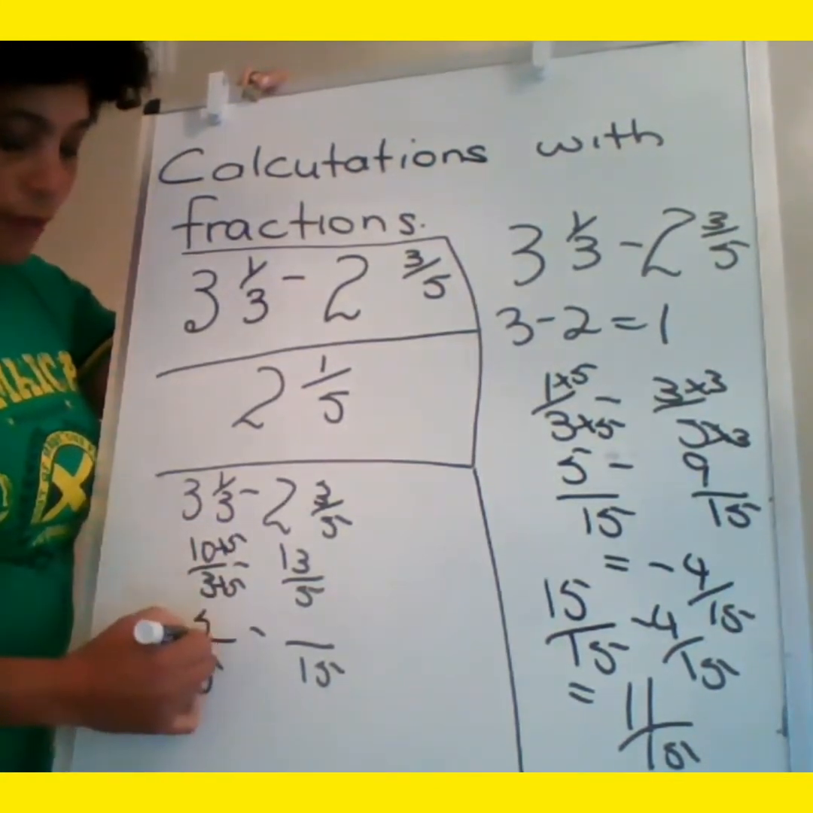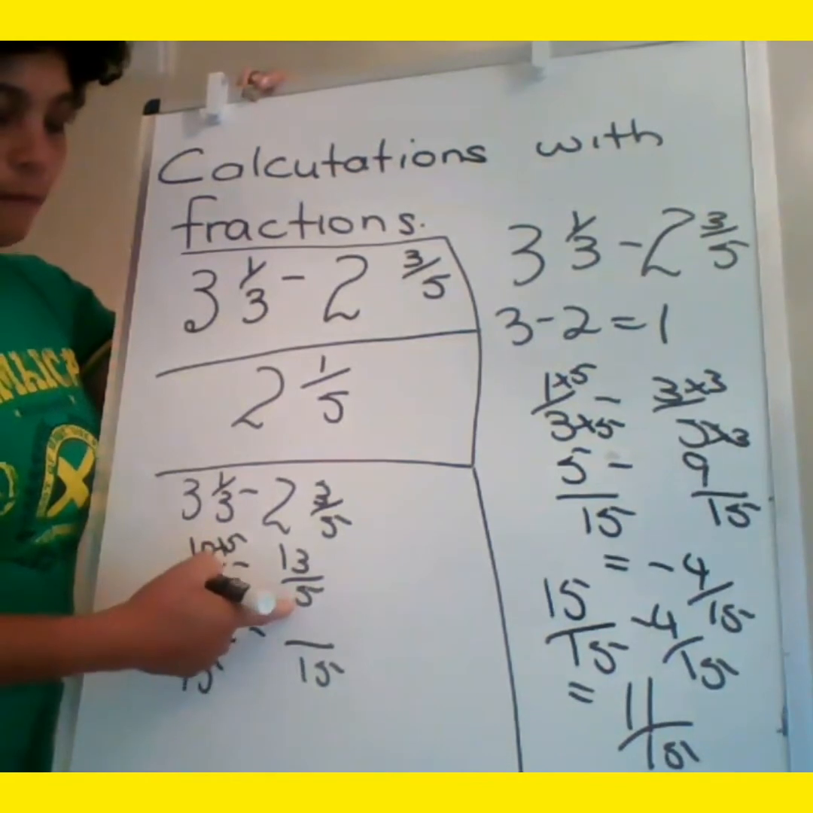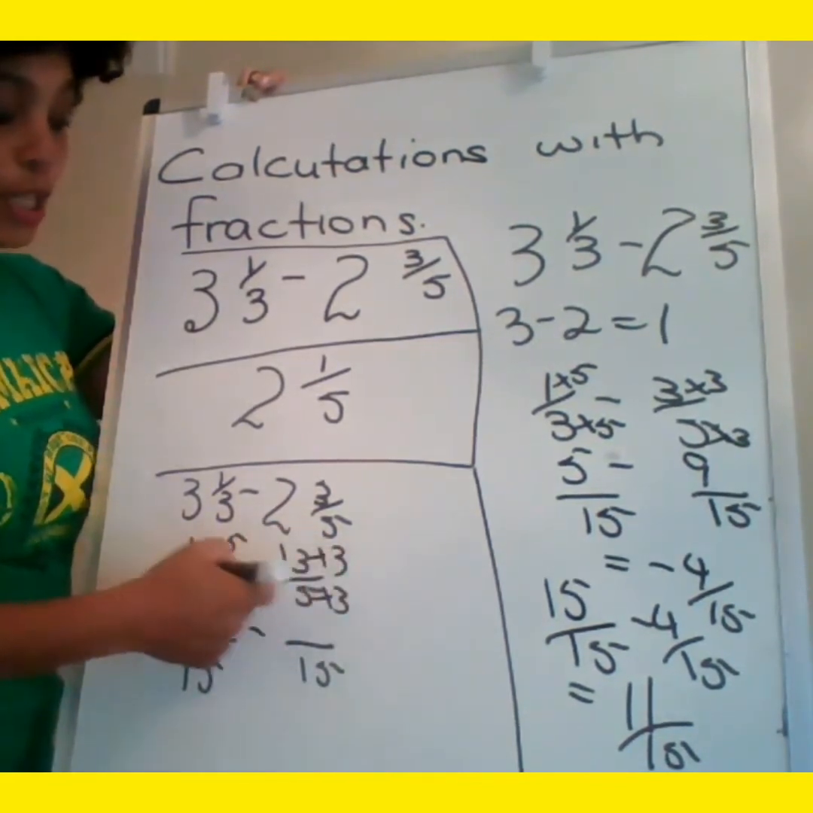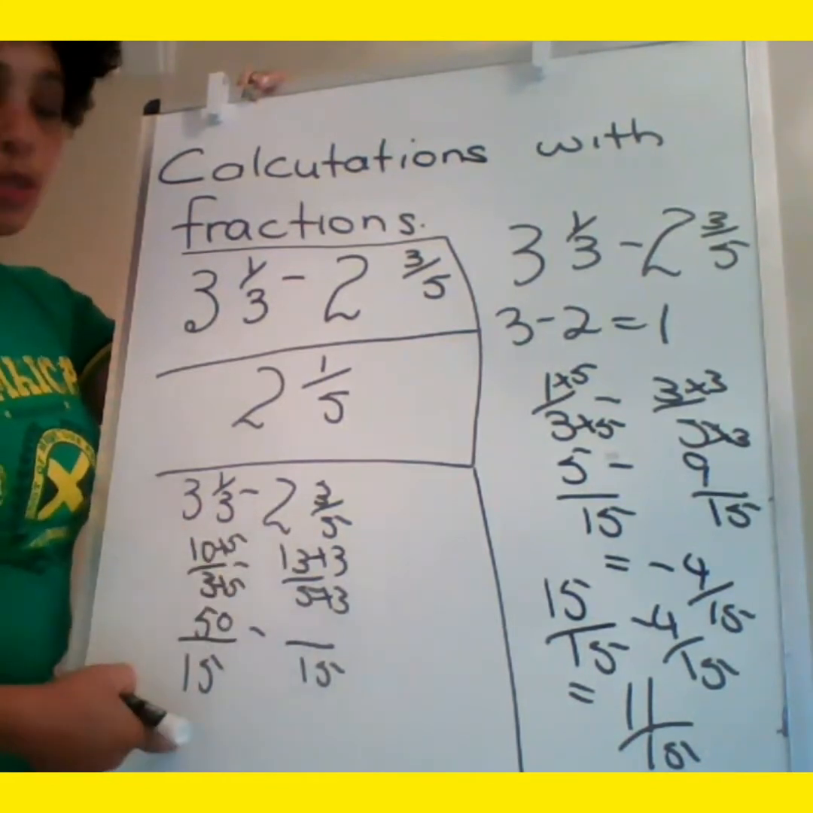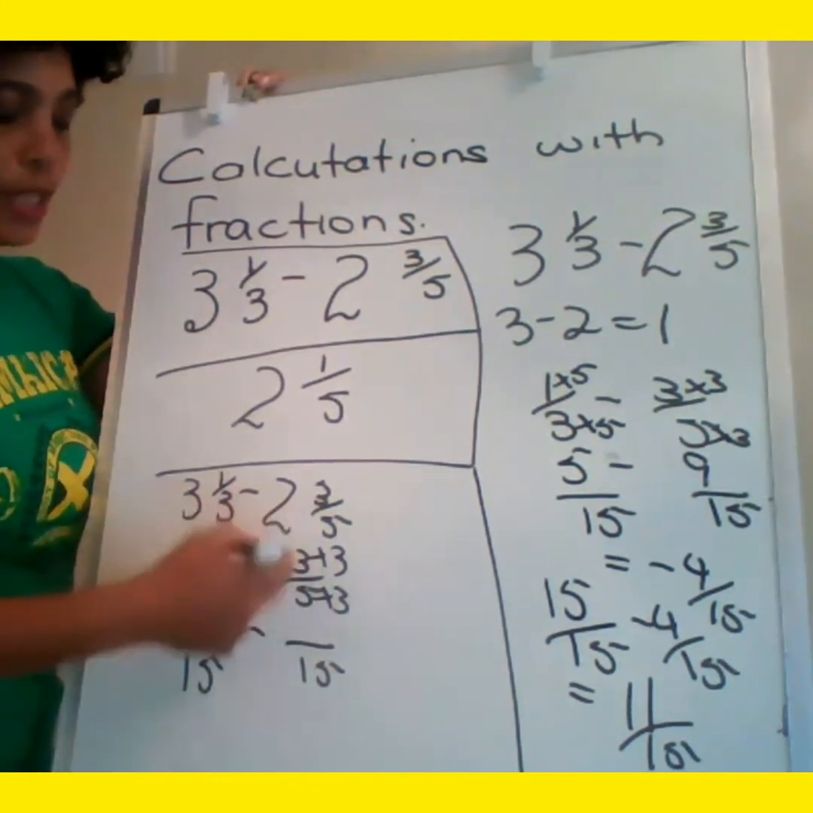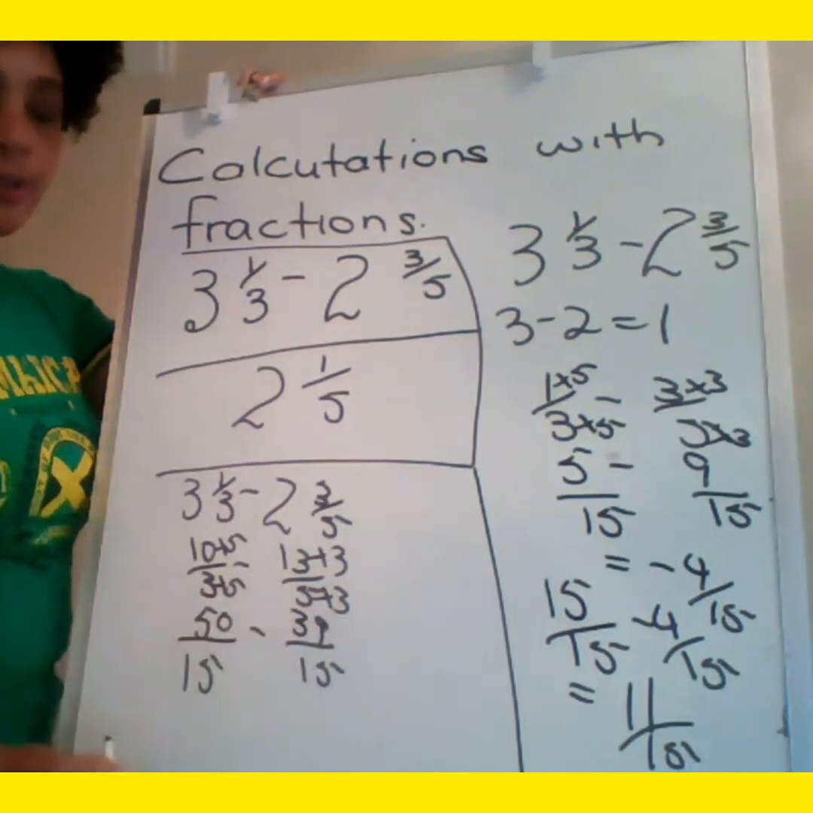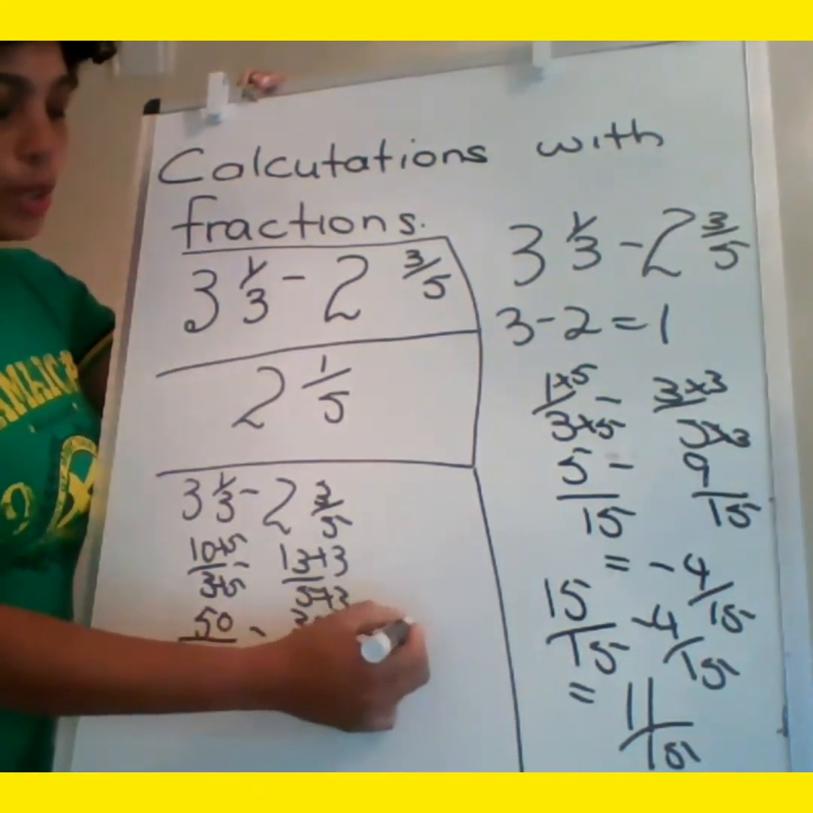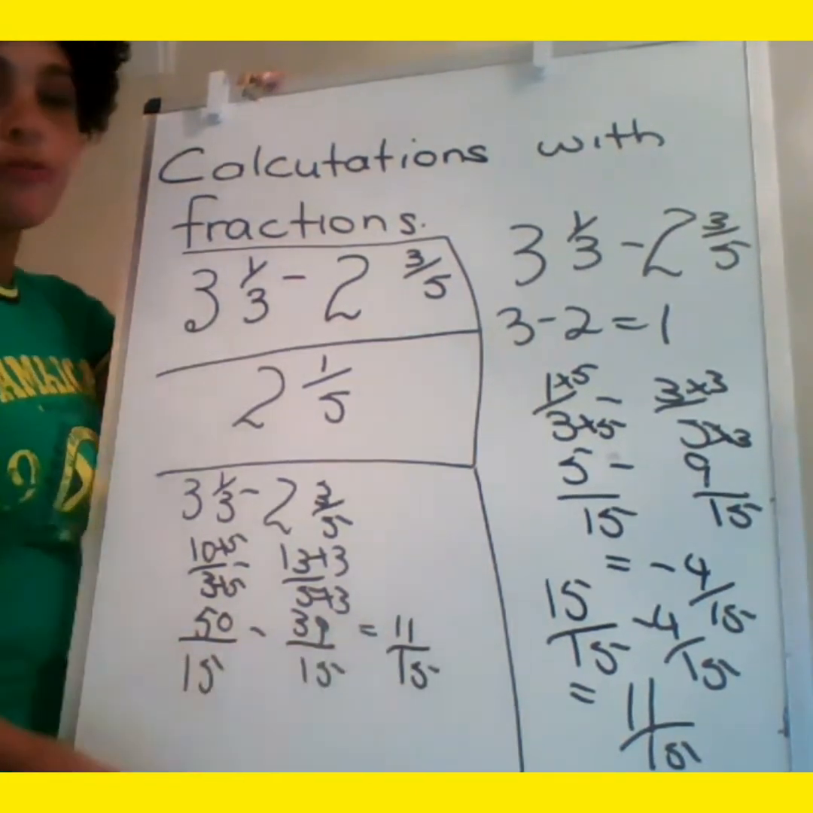10 times 5 is 50. 5 into 15 is 3. Times the denominator by 3, you have to times the numerator by 3 as well. 3 times 13 is 39. 50 take away 39 is going to be equal to 11. So I have 11 over 15.